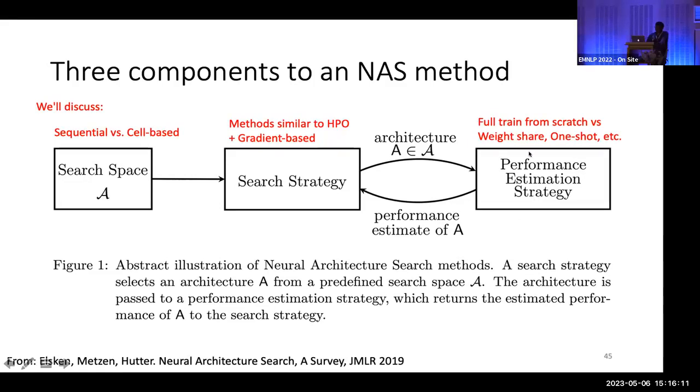And then for performance estimation, the best way to do it is to just fully train your model from scratch and obtain the validation loss. But there are also some ideas on trying to reduce that cost by sharing weights with previously trained models, or by this kind of one-shot strategy. So I'll cover a little bit of that too. But all those are sort of approximations.